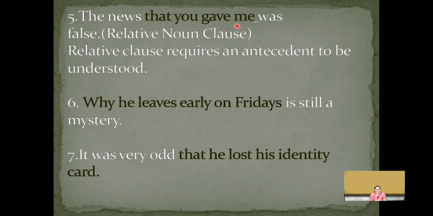Next sentence, why he leaves early on Fridays is still a mystery. Now this, why he leaves early on Fridays, is the subordinate clause and it is the noun clause. It was very odd is the main clause, and that he lost his identity card is the subordinate clause.